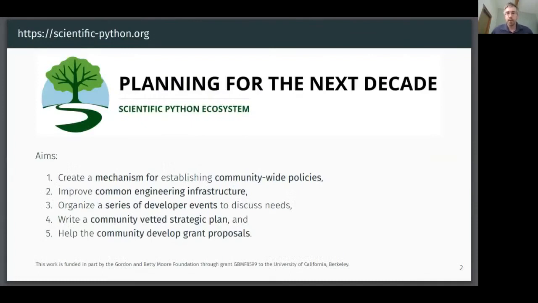Specifically, we have the following aims. We want to create a mechanism through which the community can establish cross-project policies to improve common engineering infrastructure, to organize topic-focused developer events to uncover needs, to write a community-vetted strategic plan, and to help projects develop their own grant proposals and get funded.